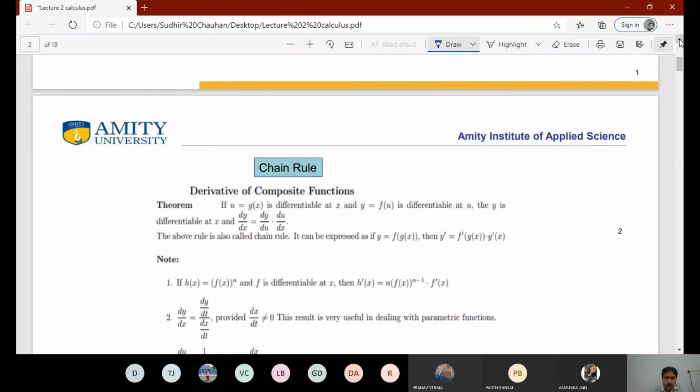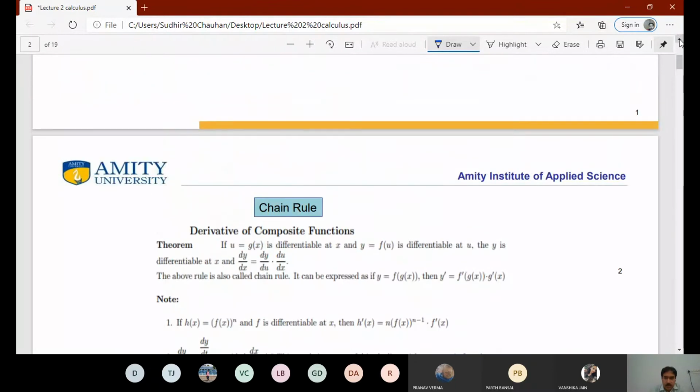So I'm coming to the topic. Let's start with chain rule. We have discussed some part of this chain rule yesterday, and today we'll discuss some questions also. So shall we start? Yes, sir. Okay.